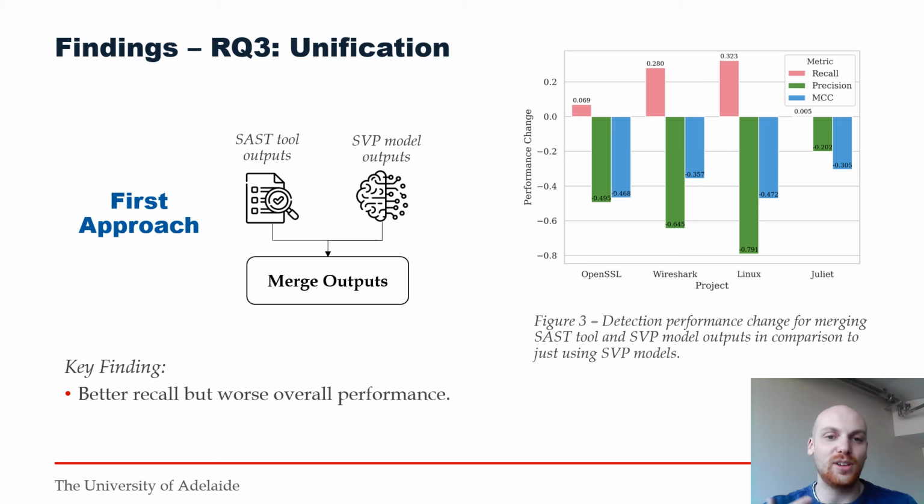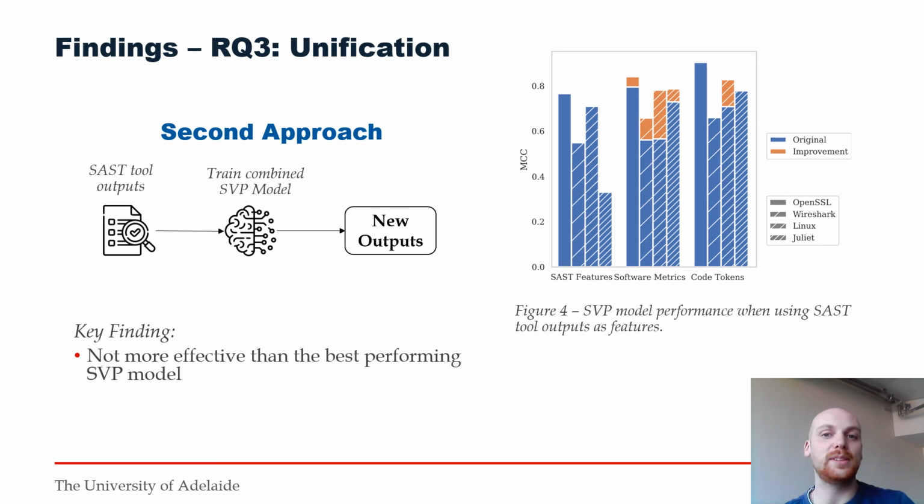Now, this obviously produces a much larger number of outputs, so consequently doing this is able to improve the recall, but it has a significant degradation to the overall performance, so it's quite a negative result. Secondly, we see that predictive models can be enhanced by learning the knowledge produced by the SAS tools. Figure 4 displays in orange the performance improvement from the knowledge gained from the SAS outputs.